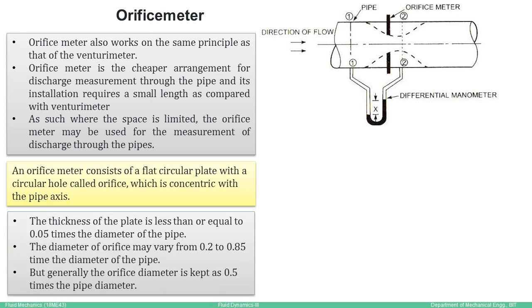Generally, the thickness of the plate is less than or equal to 0.05 times the diameter of the pipe, and the diameter of the orifice may vary from 0.2 to 0.85 times, but most of the time the orifice diameter will be 0.5 times the pipe diameter, that is half the size of the pipe.